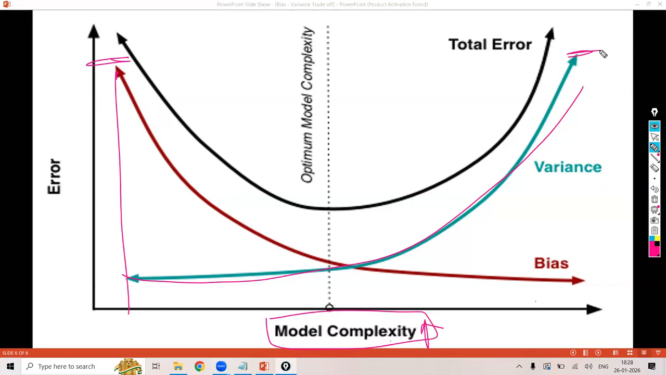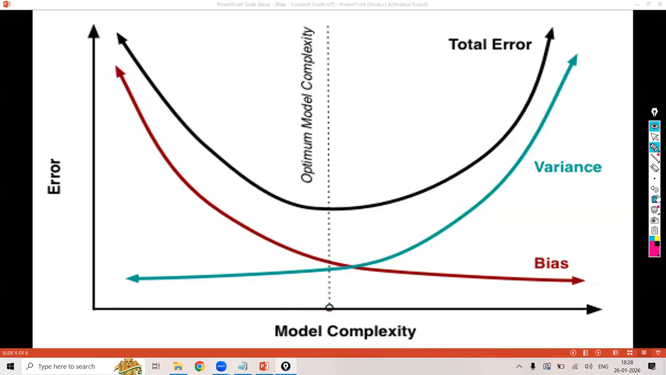So we have to identify the optimum degree. We don't want too much train error. We don't want too much test error. We want a good model which is good in both of them. Point is clear?